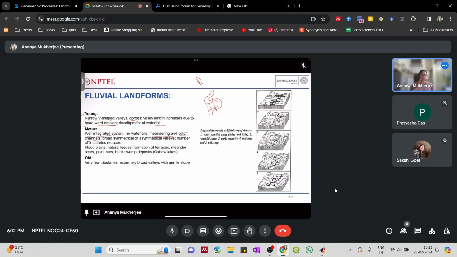So the dynamics of the erosion and the deposition in the mature stage of the river is usually changing with time. And there are certain kinds of valleys that do form even in the mature stage, but mostly they are asymmetrical or broader valleys. So for the younger stages, mostly you will find narrow V-shaped valleys.